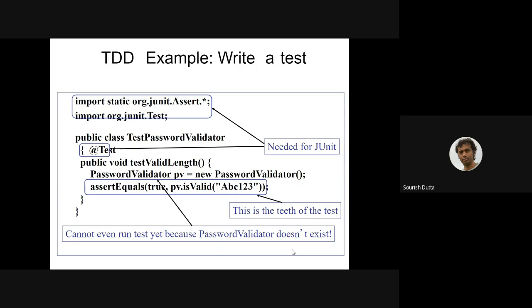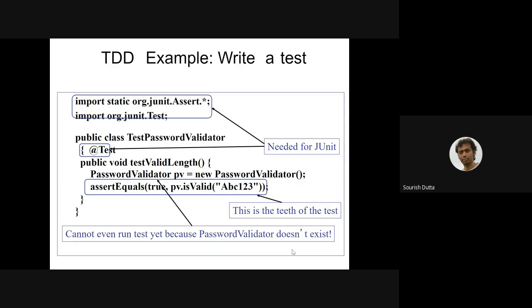Okay, so your test case is first. Now the test case doesn't even compile. So now you only need to write a password validator class and the default constructor. Now after that, if you come back to this particular test case, you find that is valid doesn't exist. So you write only the specific code that is required for this particular unit test.